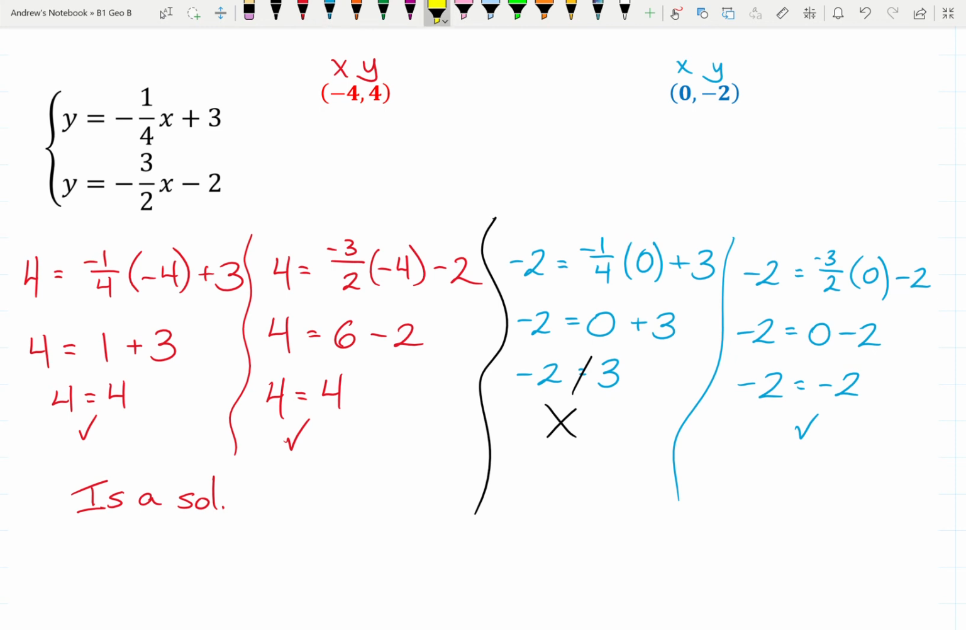So the fact that this does not work for that first equation means that that is not a solution for that one. So overall, we have to say that this is not a solution. Okay? And that is it for this one.